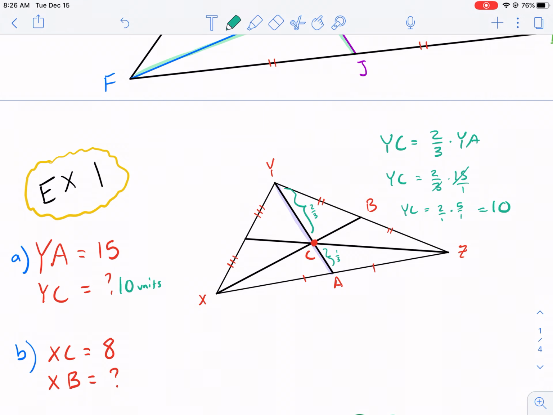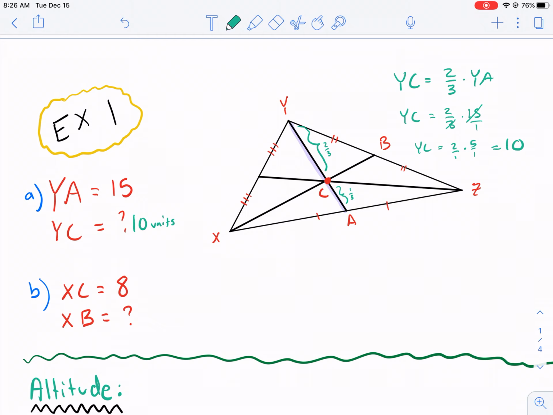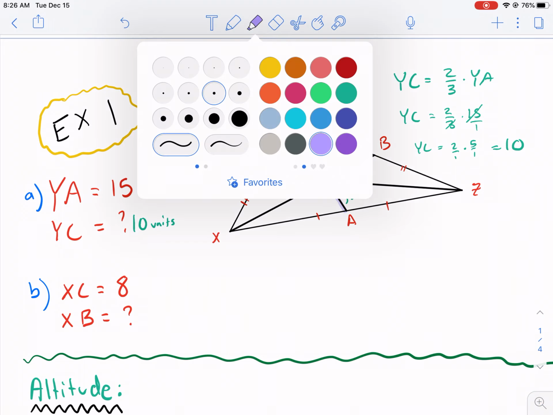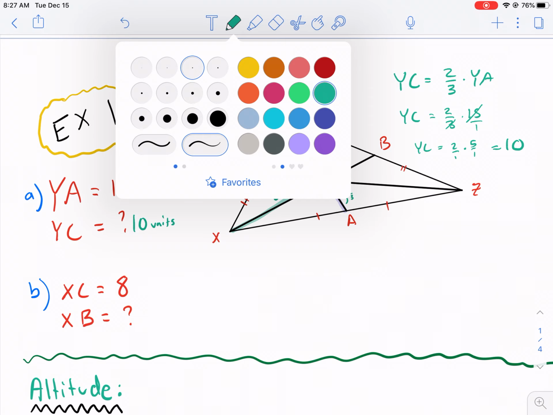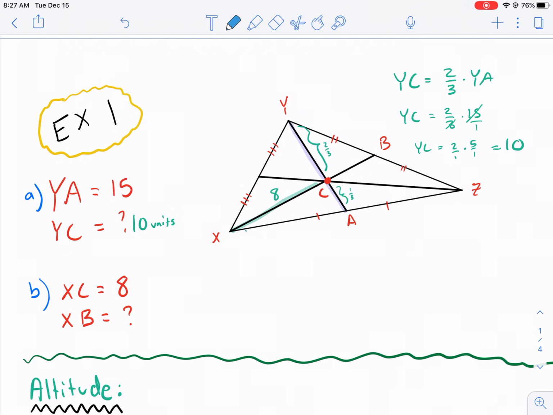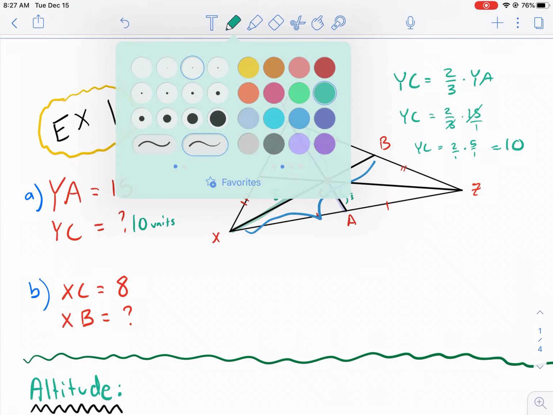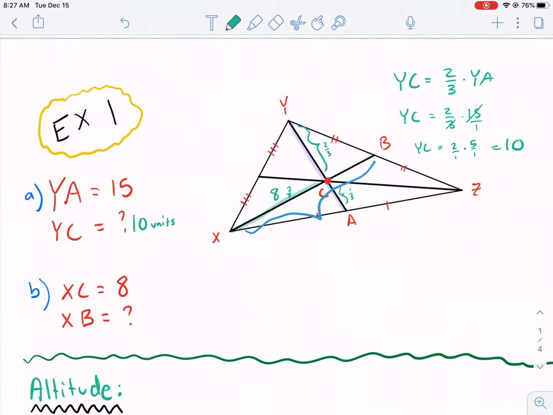So we have 10 units. It should have been written as centimeters or something, whatever. So now we have XC equals 8. This section is 8 units, XC, and we want to find XB. All right, now we're going backwards. We want to find the big section now, given that we have the 2/3 section. So this is a smaller section. So now we're trying to go backwards.